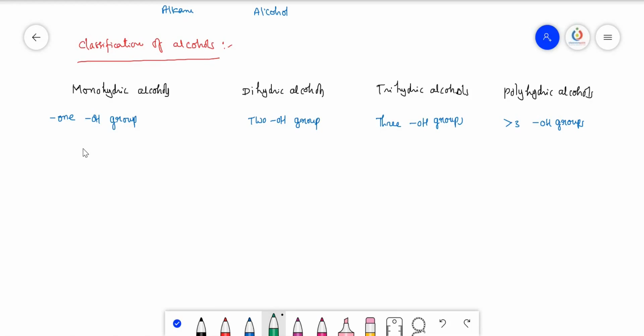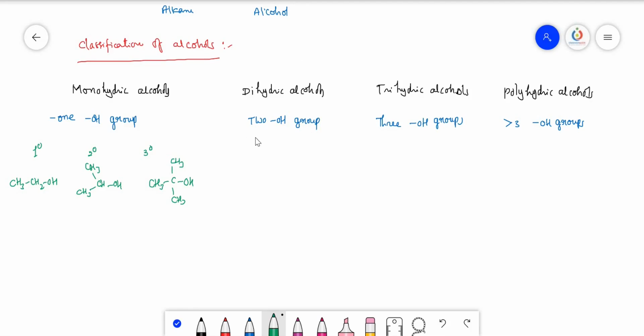These monohydric alcohols are again of three categories. They are primary alcohols, secondary alcohols, and tertiary alcohols. In primary alcohols, the OH group is bonded to the primary carbon atom. In the case of the secondary alcohols, the OH group is connected to the secondary carbon atom. In the case of the tertiary alcohols, the OH group is bonded to the tertiary carbon atom.